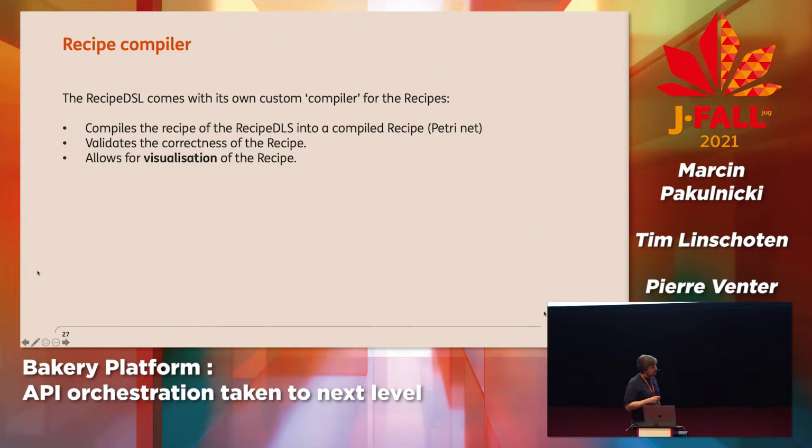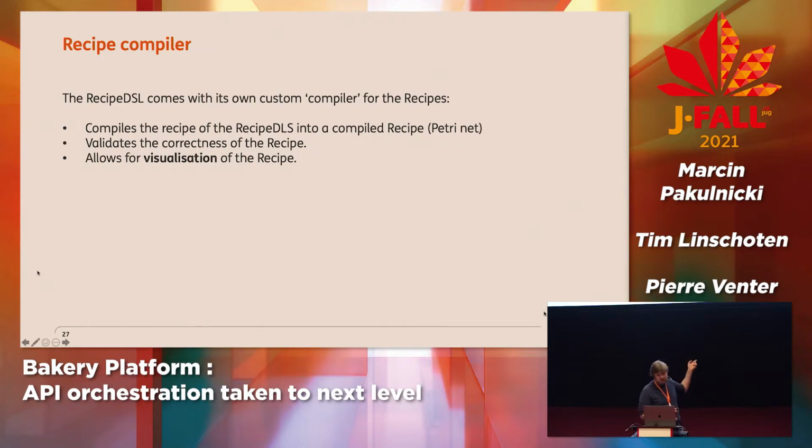So then there's one more thing. We have a compiler. Well, it's written in brackets because it's not really a compiler. It doesn't take bytecode, but your DSL classes, and it will compile them into what the runtime needs, what we call a compiled recipe. Underwater, that's a Petri net. Some might know what it is. Won't go into too much detail in this presentation, but that's the mathematical model we use to determine what to execute.